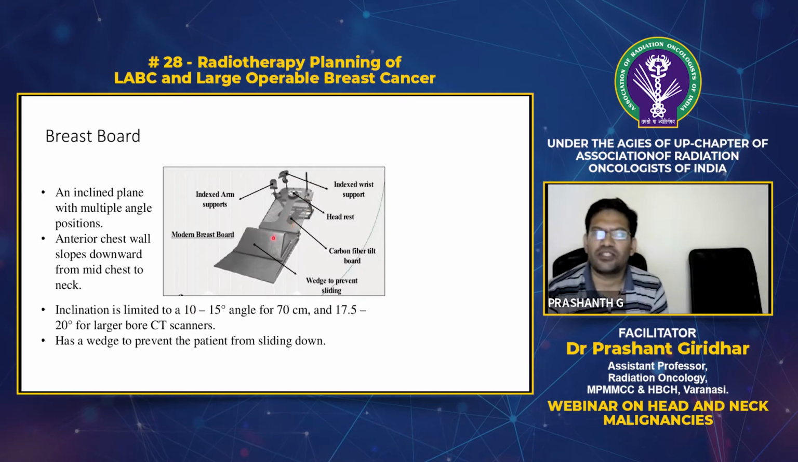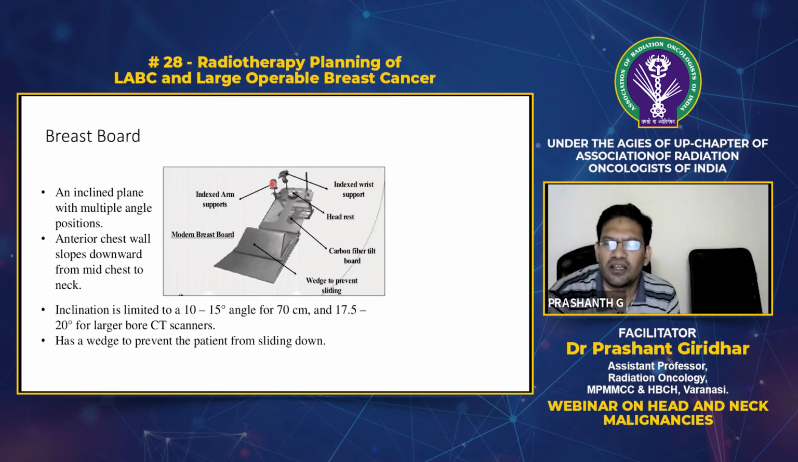So the patient is kept in this position, the headrest position is fixed, the arm and the wrist positions are fixed based on how much arm abduction is possible for the patient, and the wedge prevents the patient from moving downwards. So the breast board is a simple positioning as well as an immobilization device in breast radiotherapy.